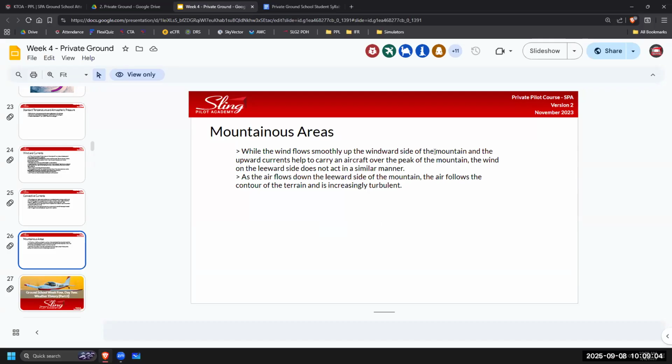So that's what it's saying. Over the peak of the mountain, the wind on the leeward side is more turbulent. Let's see if I can find a picture. It's important.